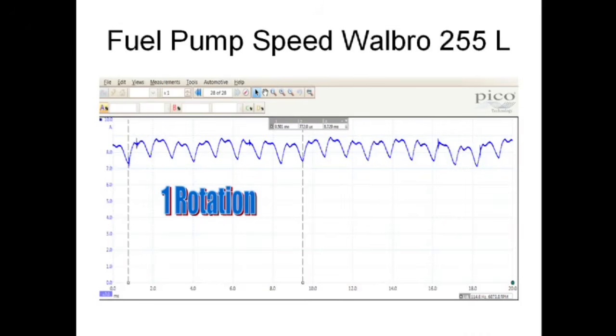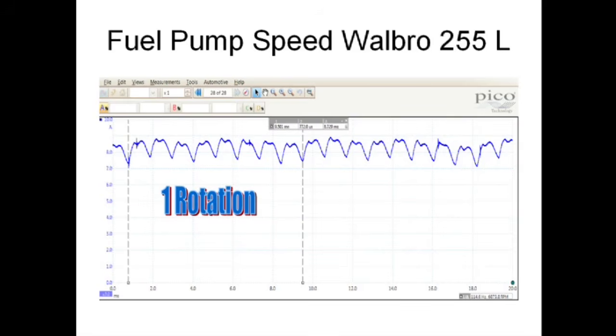You're trying to figure out, once that repeats, where one rotation is. Here you can see we have a Walbro 255-liter pump found on a lot of forced induction Ford products, and we know that it's an 8-segment pump, so the one rotation there, you can see the time if we look at it. A nice feature of the PicoScope is not only that we can see the time at 8.729 milliseconds, but in the bottom right-hand corner of our slide, it's already figured out the pulses per second at 114.6 and did the math for us.